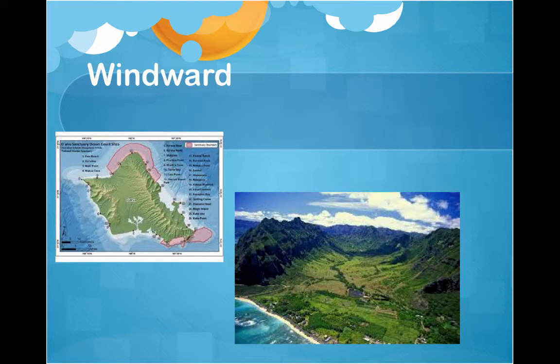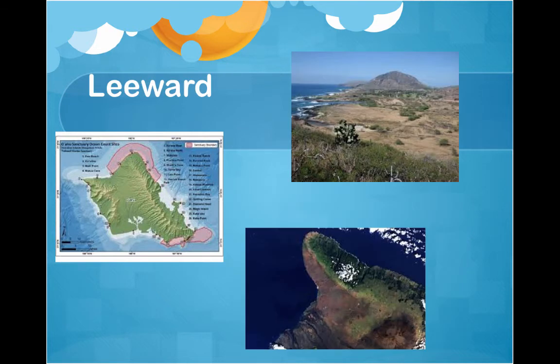very moist. Whereas on a leeward coast, the wind is blowing from the land off into the ocean, or over here. This is on the west side of Hawaii. And the land is going to look much drier because it's not getting that moisture from the ocean.